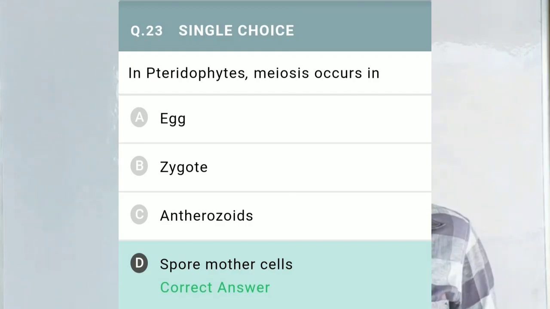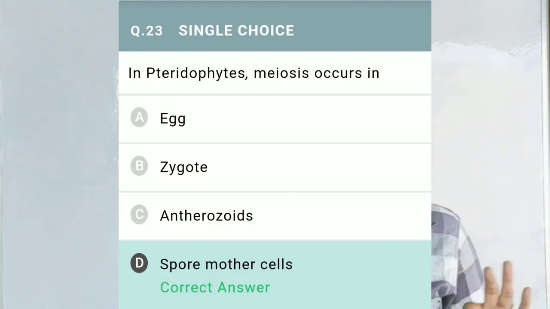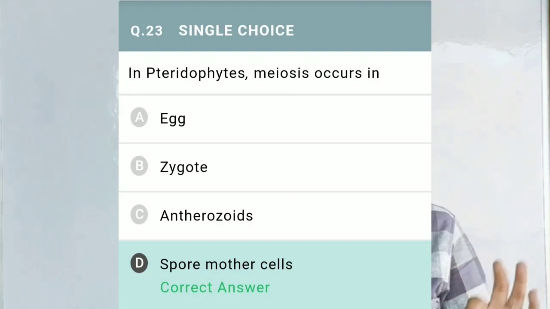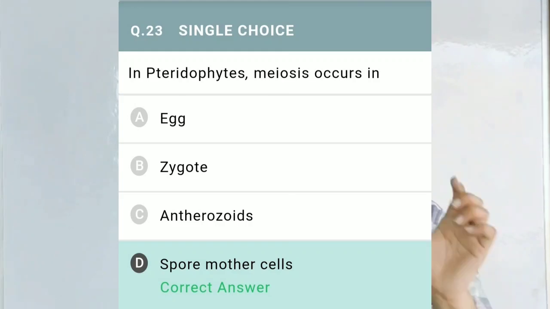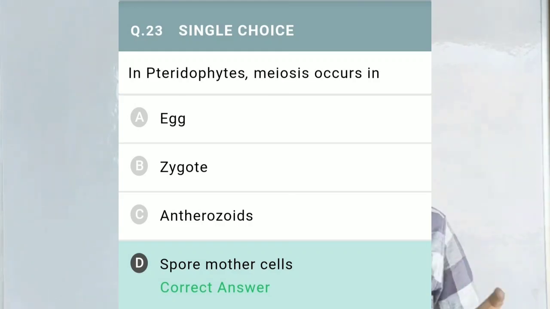In pteridophytes, meiosis occurs in option D is correct, that is spore mother cells. So pteridophytes में meiosis होती है in spore mother cells. Now move to question number 24.